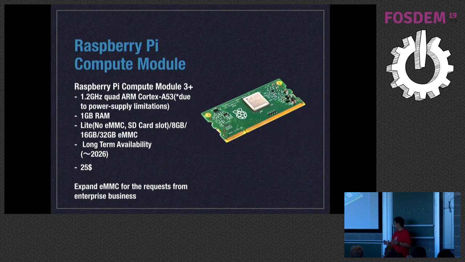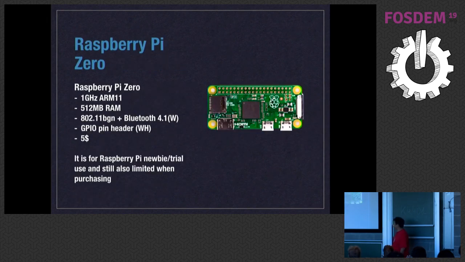Embedded computing needs long-term support. So the Raspberry Pi Compute Module has long-term availability until 2026, and they keep it cheap at $25 per unit. It is only useful for embedded computing, but it is almost requested for that.